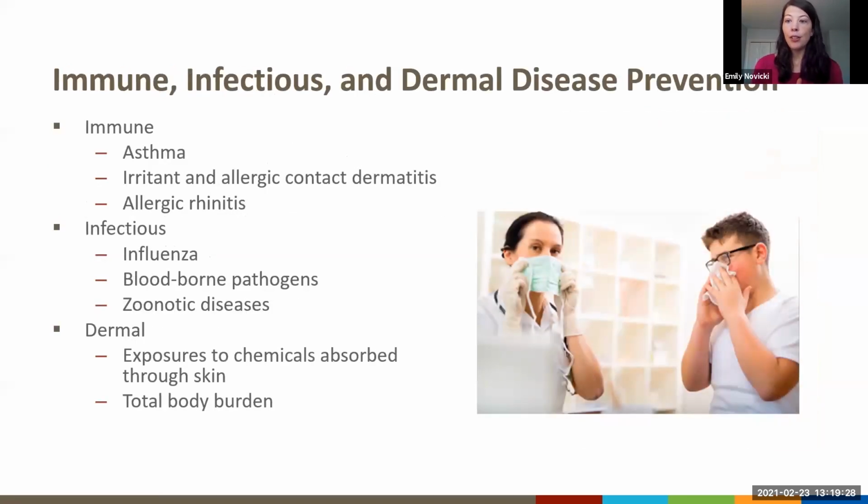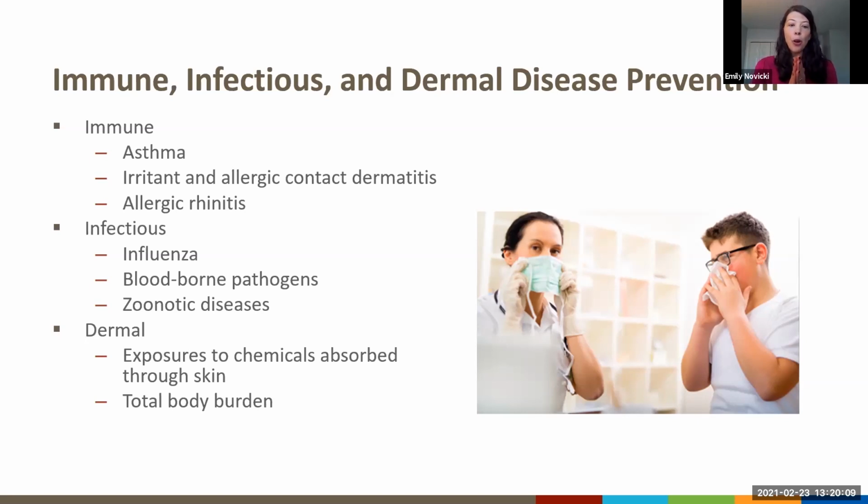Immune, infectious, and dermal disease prevention. So this is immune disorders like asthma, contact dermatitis, allergic rhinitis, so those kinds of things. And then infectious disease is really any infectious disease. So like COVID-19 goes in this cross sector, but also influenza historically has been a big worry. Bloodborne pathogens, when you think of like sharps injuries in healthcare, that goes here, and also zoonotic diseases. So like when Zika was a big concern, that went in immune, infectious, and dermal.